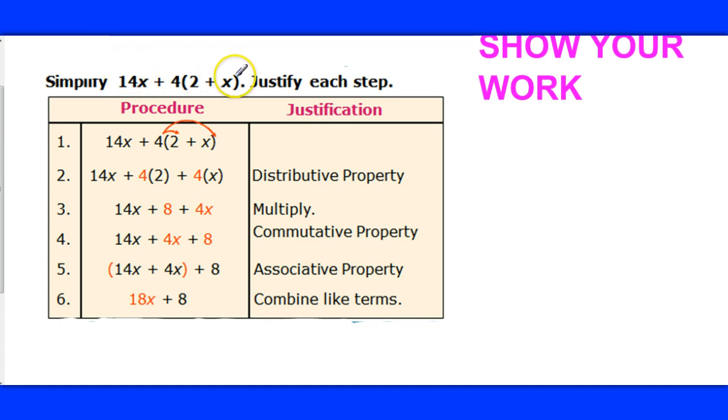We're going to simplify this expression, which means do the distributive property, combine like terms, do whatever it is I can do to it and put it in as simple a form as possible. And I'm going to actually justify why we do these. So the first thing we're going to do is multiply the 4 times the 2, 4 times the x. We can do that because of the distributive property. Okay? That becomes 8 and a 4x because of multiplying. Then I'm going to use the commutative property to write the x's close together. I'm going to use the associative property to group them, and then I'm going to combine like terms.